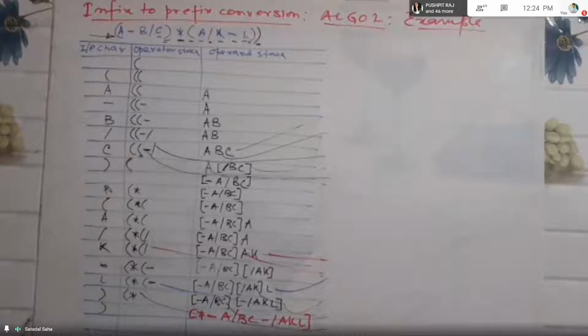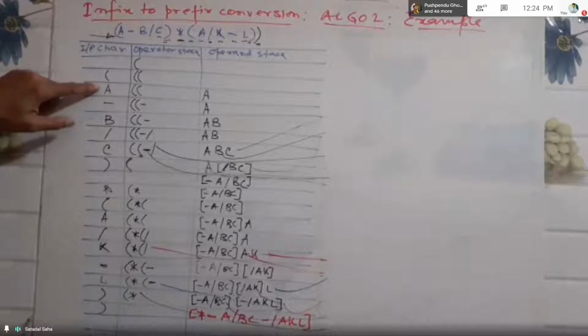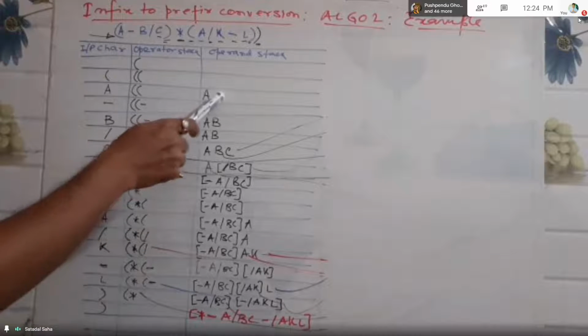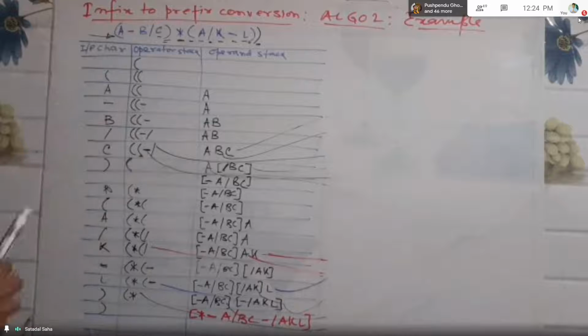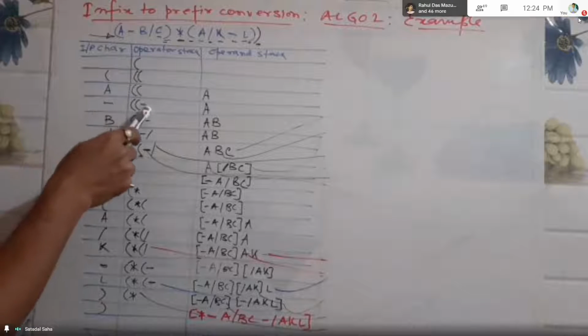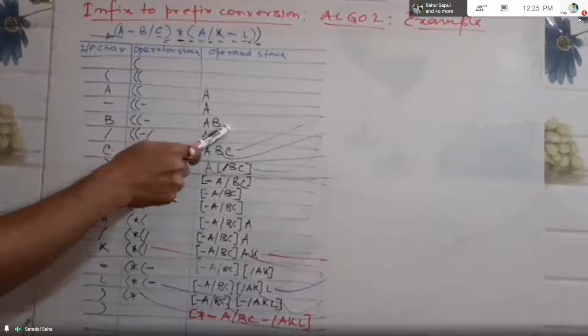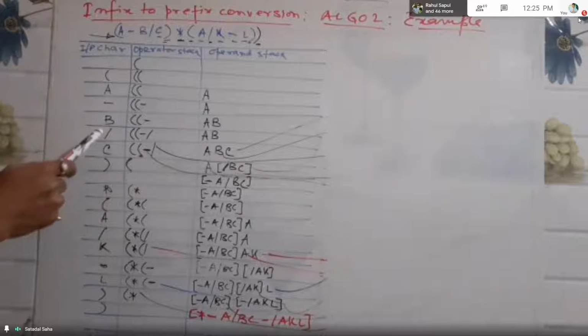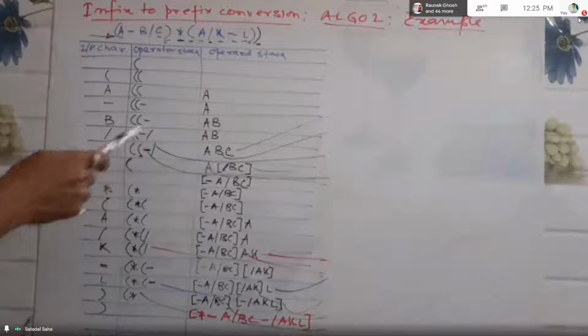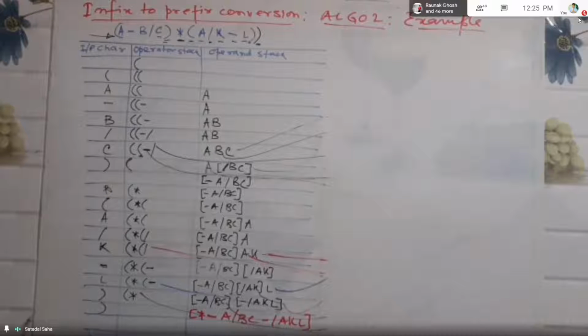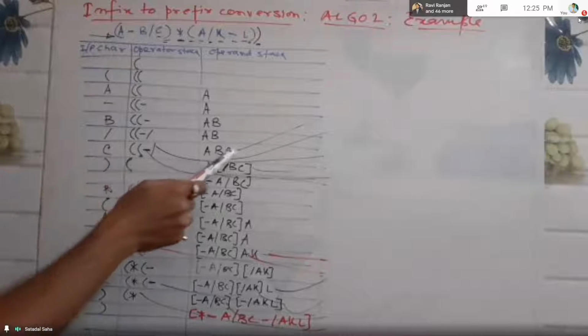So first is the closing brace, sorry, opening brace, that is scanned, and then the opening brace is put into the operator stack, and then the operand A is put into the operand stack. Then operator minus is put into the operator stack. Operand B, this one, is put into the operand stack. Then division is an operator, so it is put on the operator stack. And then C is put in the operand stack.